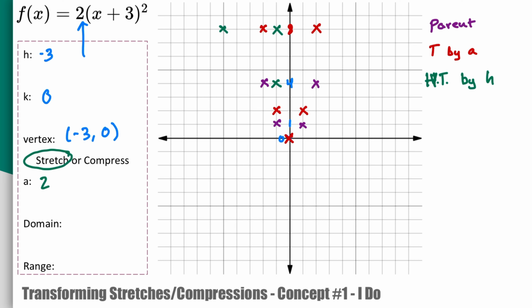Let's see, 1, 2, 3. Am I doing something wrong? 1, 2, 3. Why did those end up on top of each other?